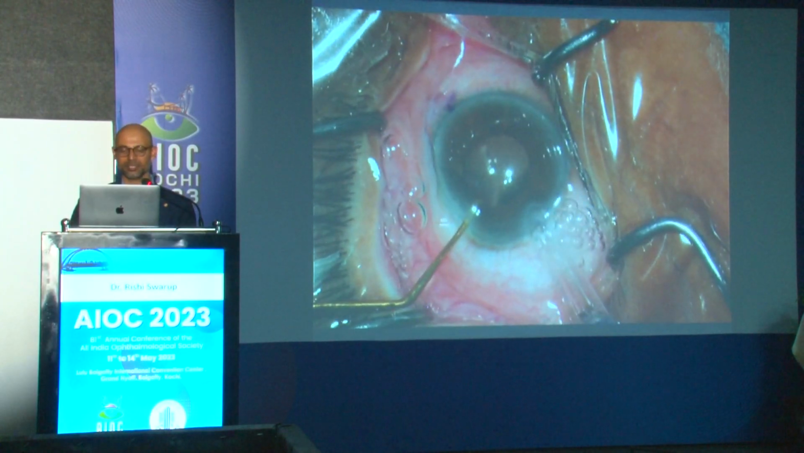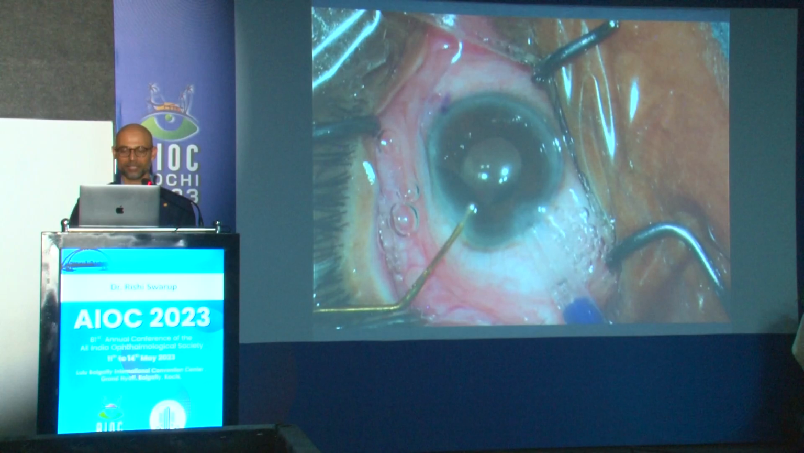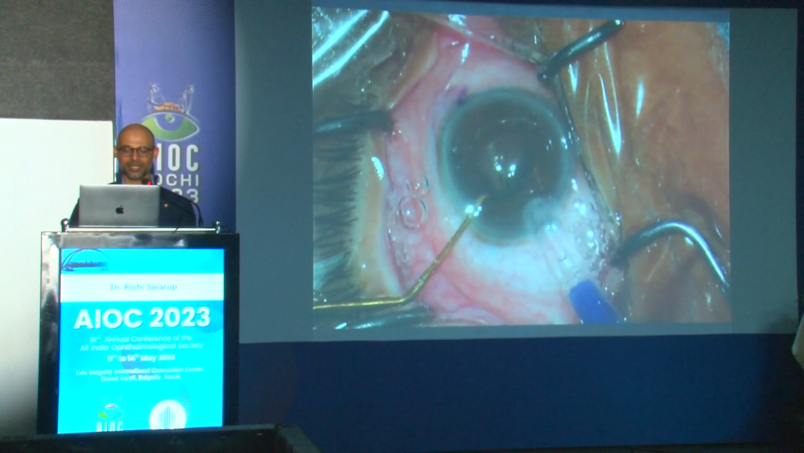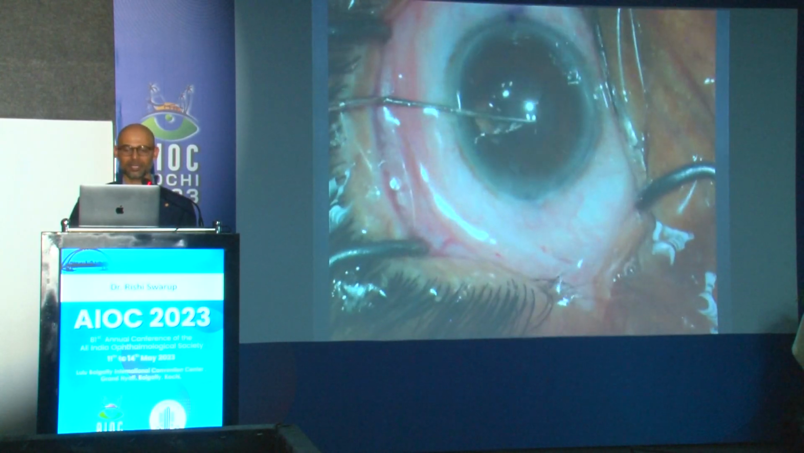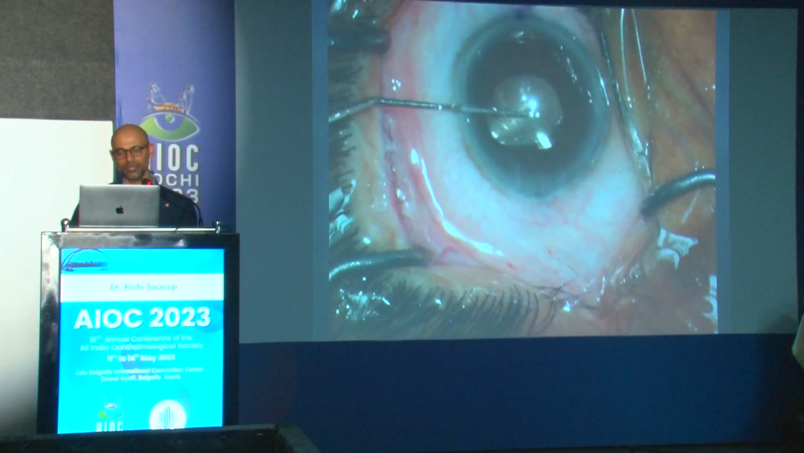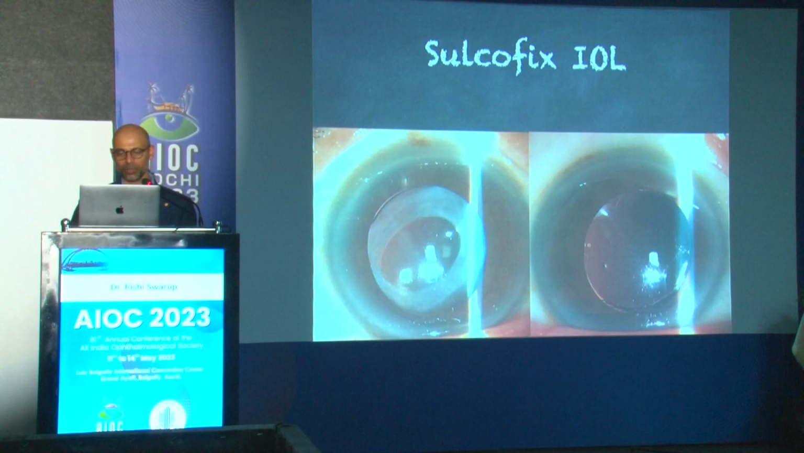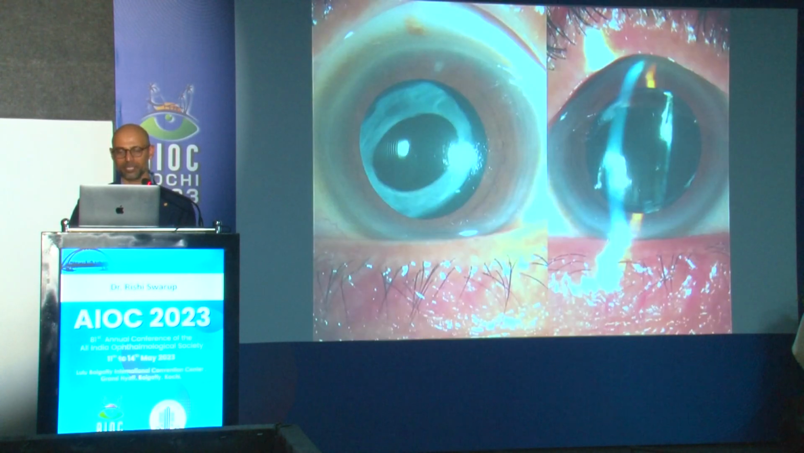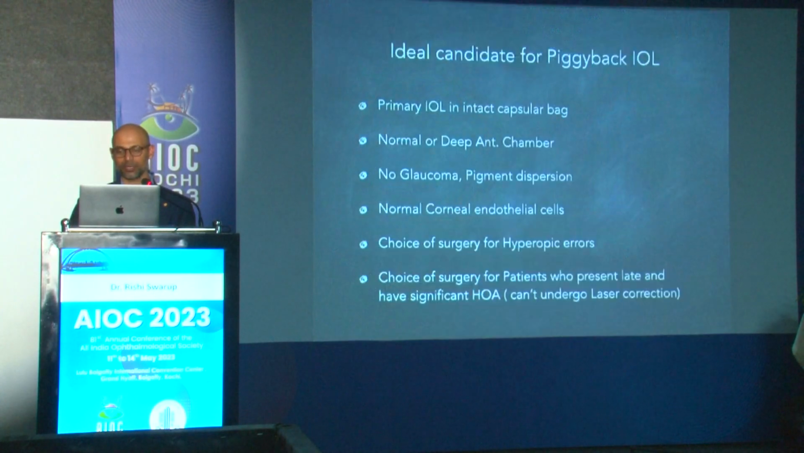the Sulcofix lens in the sulcus like so. It has 4 haptics, so it sits quite nicely in the sulcus. There's another lens from Rayner called the Sulcoflex, which also works very well. You could use either of them. This works quite good. So this is the patient after surgery. You can see the 2 lenses there on the slit picture, and the patient did quite well.